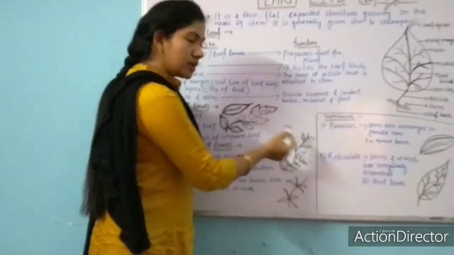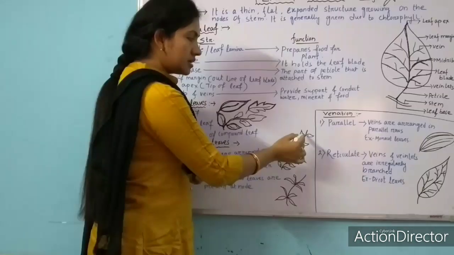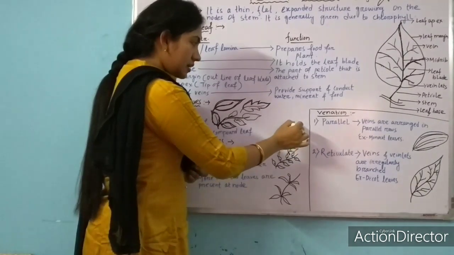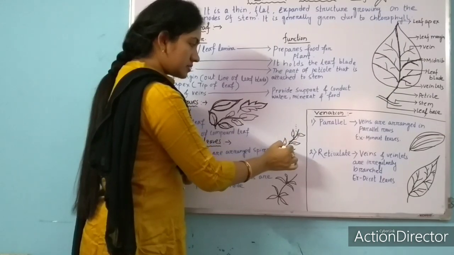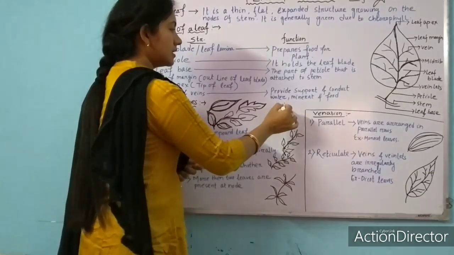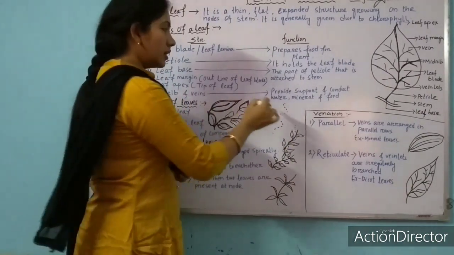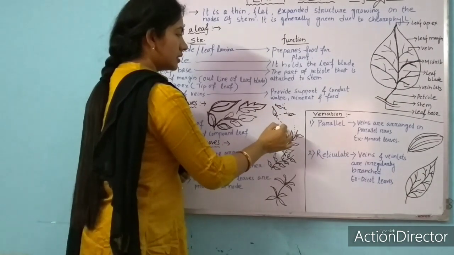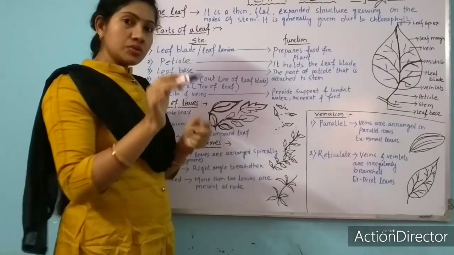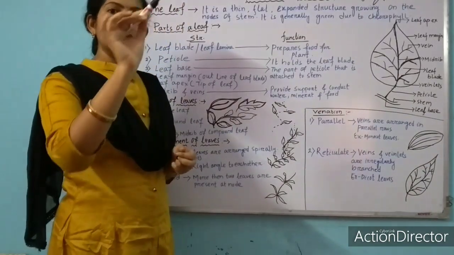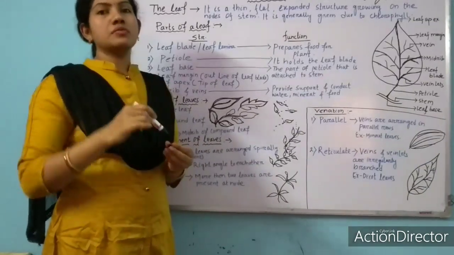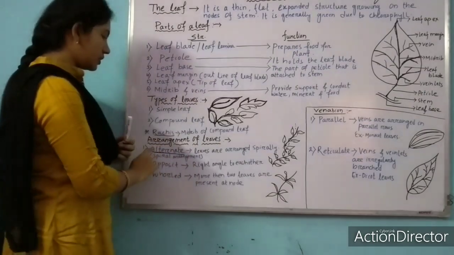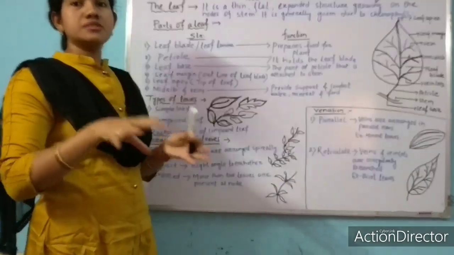are arranged spirally. If you can see the arrangement, this is the mid-leaf and you can see the position of the leaflets. Somehow it is like this, a spiral. One leaf will be here, one leaf here, again one here, and again one here. So that's why we call it a spiral arrangement. Spirally it gets arranged around the mid-leaf. That's why it is also called spiral arrangement, and also alternate arrangement of leaf.